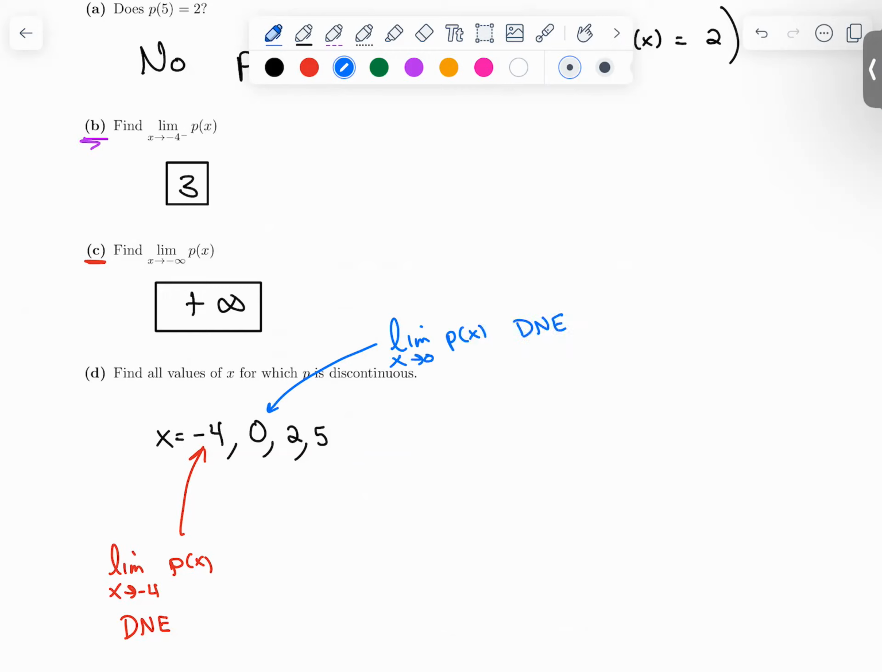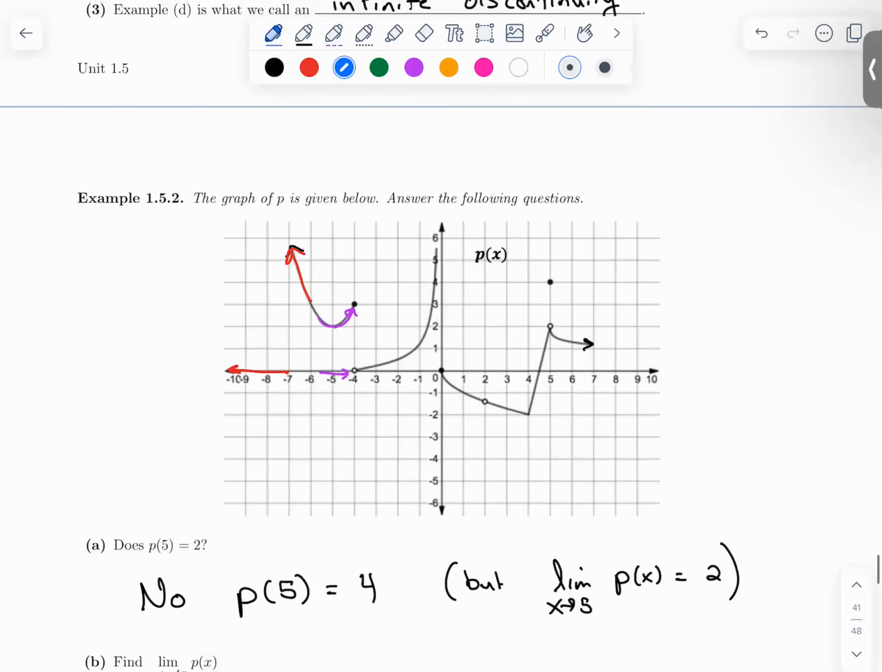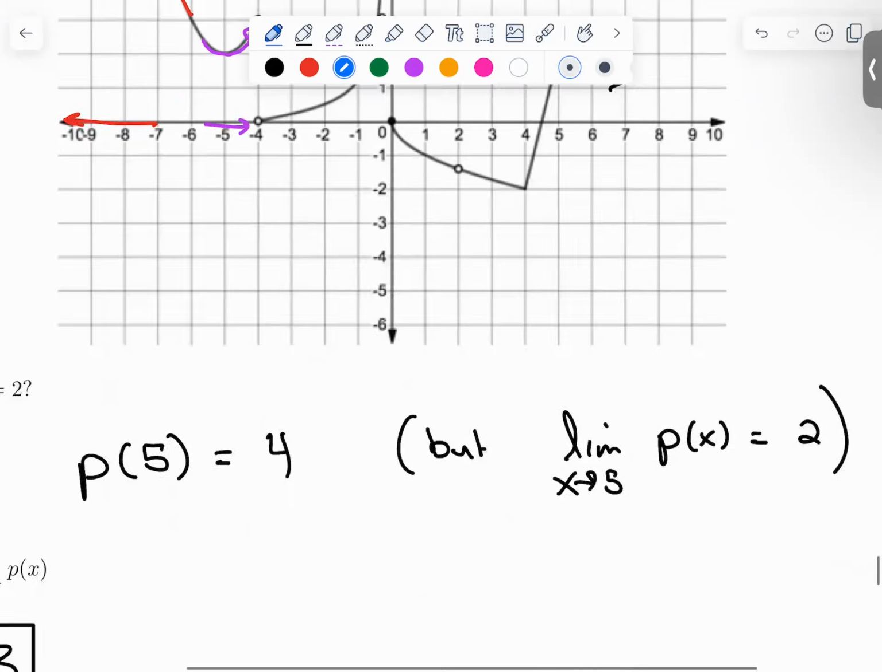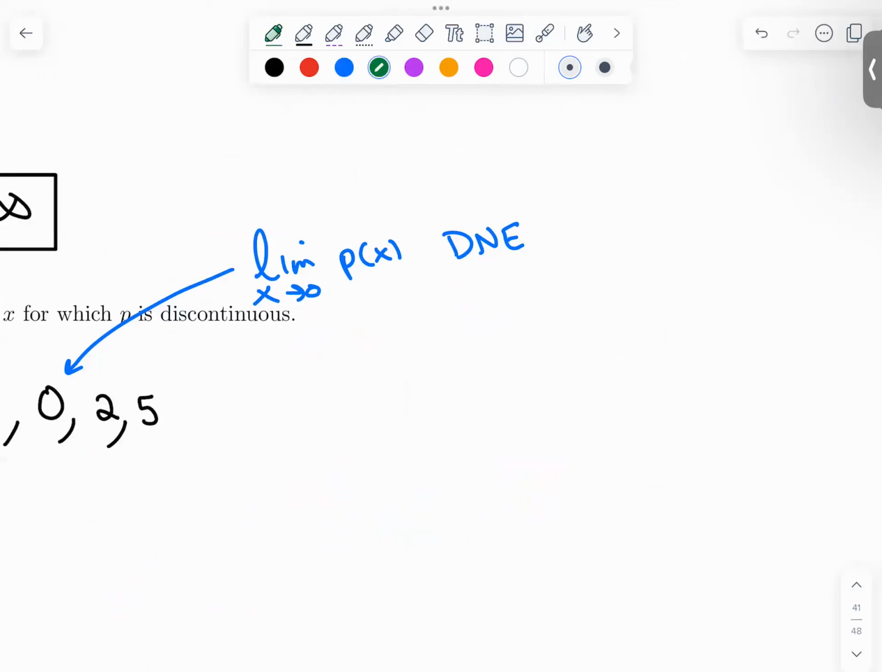Two, why is 2 discontinuous? Why are we discontinuous at 2? Take a second, let everyone get a chance to think about it. I'll put the picture back up here. Why is it discontinuous at 2? Does the limit exist? Yes. Does the function exist? No. That's the issue. So f of 2 does not exist.